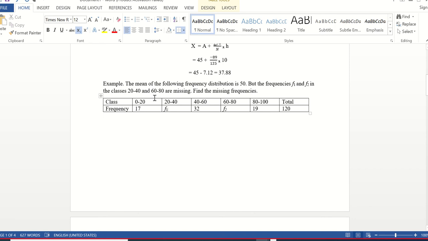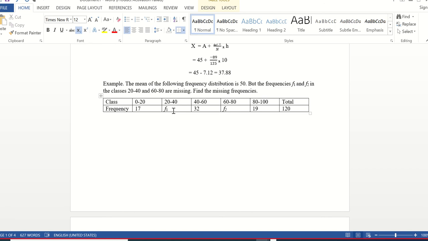So the question is, you are given class interval 0 to 20. The frequency is 17. Next is 20 to 40. Here the frequency is not given to us, so we have written it as f1, the first missing frequency. Third is 40 to 60. So the frequency is 32 here, right?